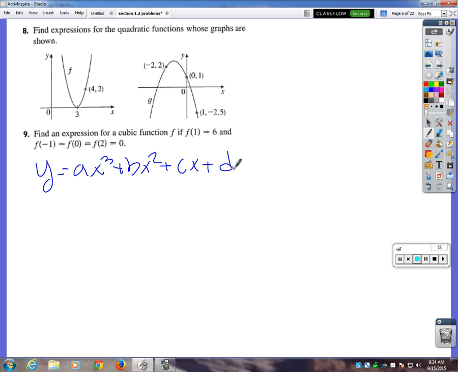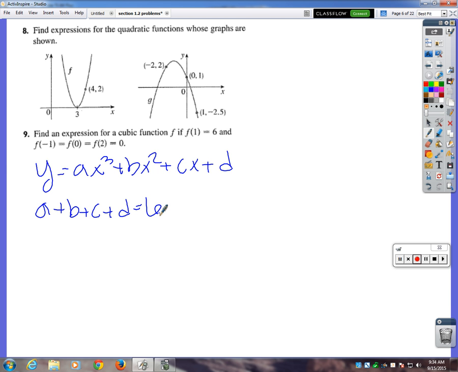Uh-huh. And then they're giving you 3 points. So I'm going to plug in 1 for x, and set that equal to 6. So if I plug in 1 for x, I get a plus b plus c plus d equals 6.